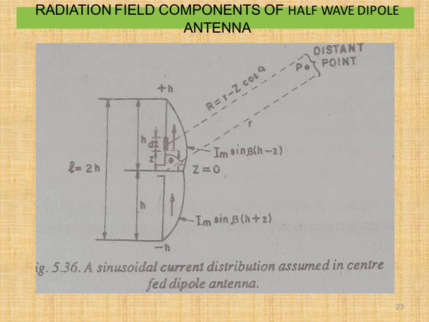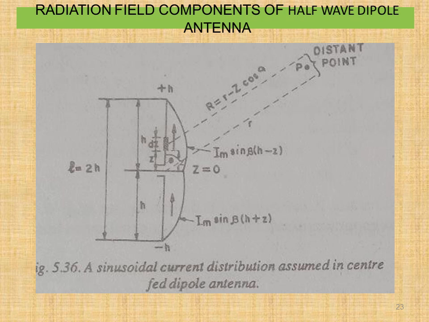Now we consider that the current which is being fed to the half wave dipole antenna has peak value Im. For the particular dipole antenna, taking z equal to 0 as the reference plane, for the positive half, that is when z is greater than 0, the current distribution is Im into sine of beta into h minus z. And what is h here?